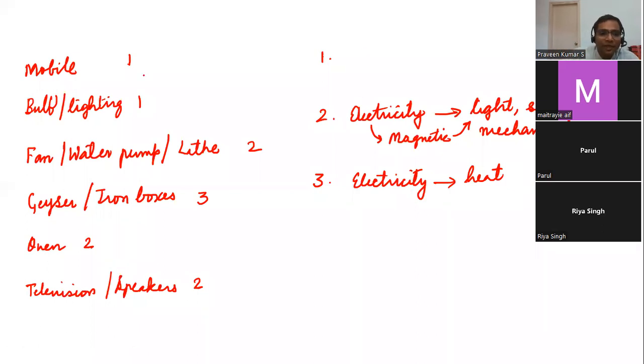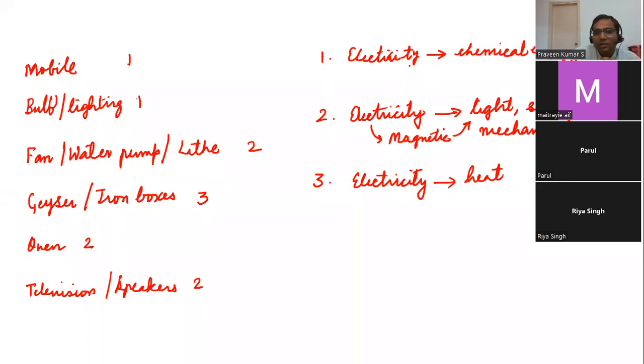In this category 1 scenario, bulb and lighting, you can put it either in category 1 or 2. You will understand why I say that. In category 1, you are storing electricity in the mobile, right? And this storing in the mobile is actually in the battery, where there is a chemical energy. It is stored as chemical energy.